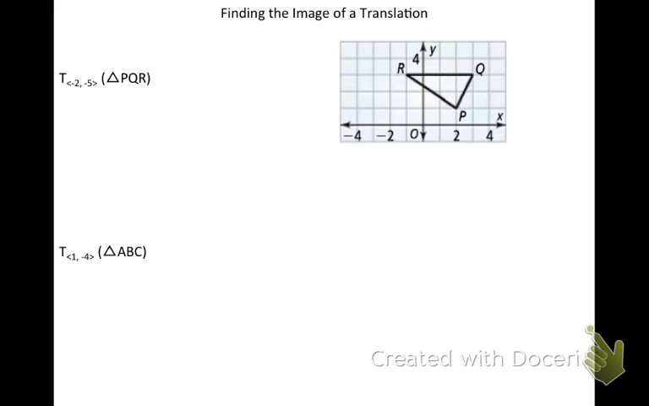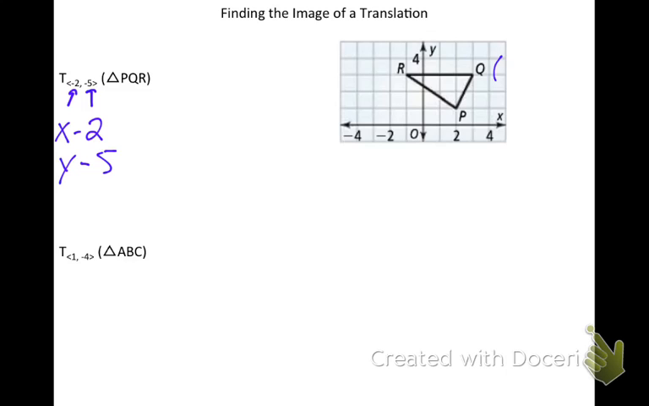So if I'm given a pre-image, just like I have here with triangle PQR, given a rule like we just wrote, I can find out what my post image, or my image, is going to be. Again, this -2 here is talking about my x. So whatever my x-coordinate is, I'm moving 2 to the left, or subtracting 2 from my x-coordinate. And then my y is -5, so I'm going down 5, or I'm subtracting 5 from whatever my y-coordinate is.